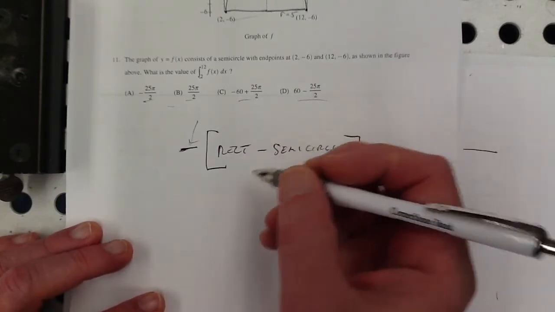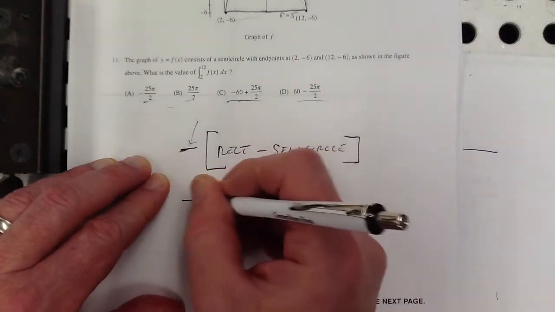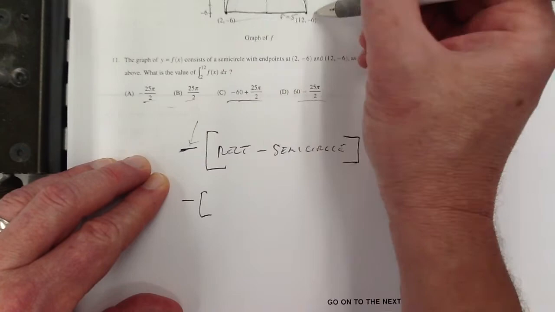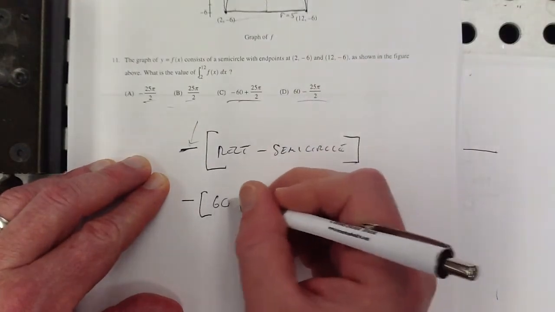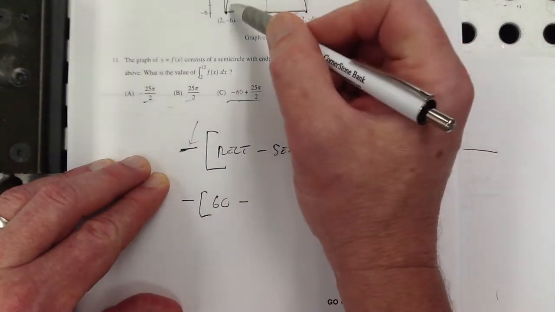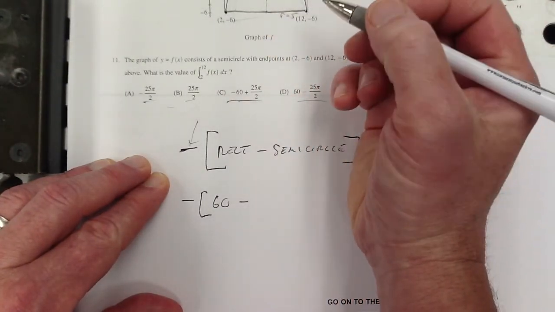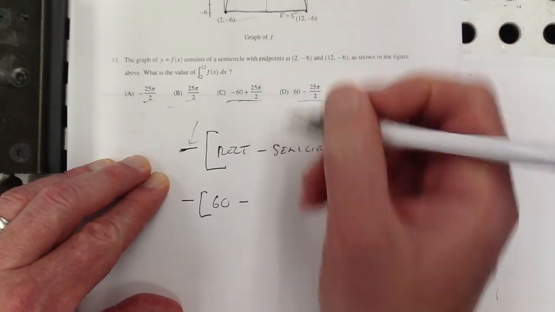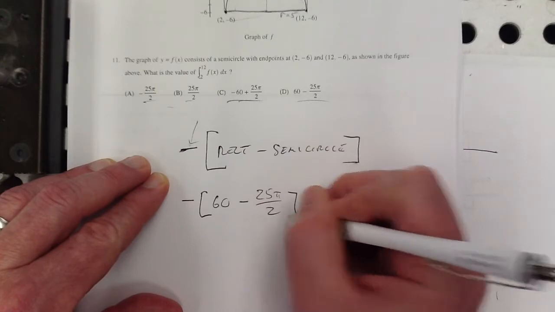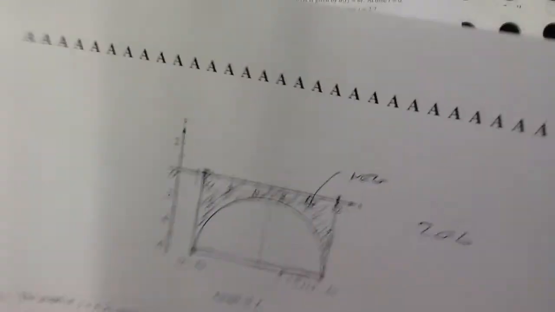So I think I'm just going to leave it like this because I think that's going to match up to this right here. Minus, so this is 6 by 10. And then the semicircle is a circle of radius 5, pi r squared. That'd be 25 pi, so half of that. So sure enough, that's the same as that right there.